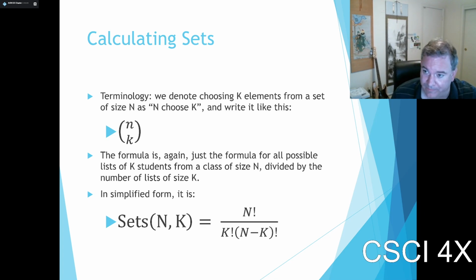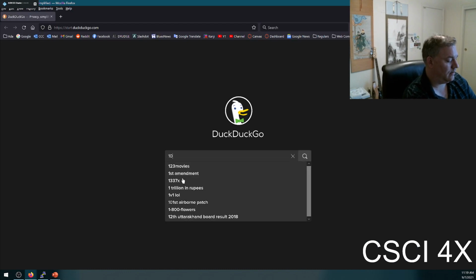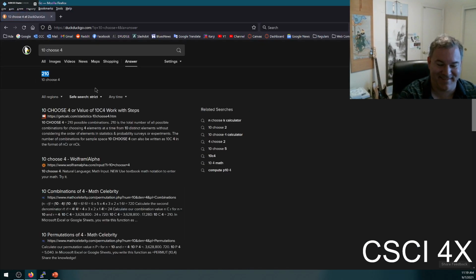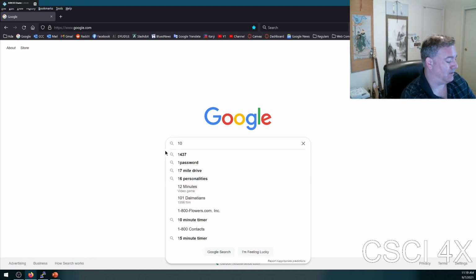So what is 10 choose 4? Anyone? So it's 10 factorial divided by 4 factorial times 6 factorial. Okay. Easy way of doing it. 10 choose 4. 210. Yeah, Google will actually compute it for you. Dr. Joe will compute it for you.